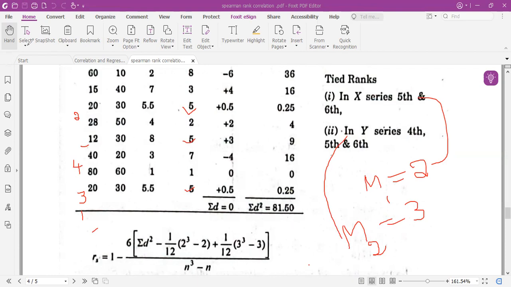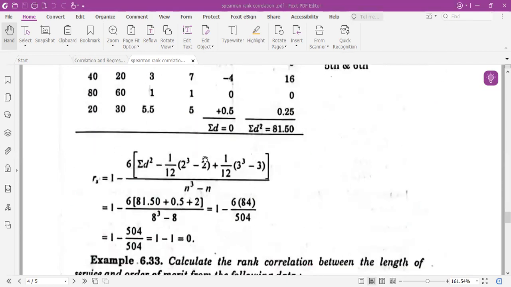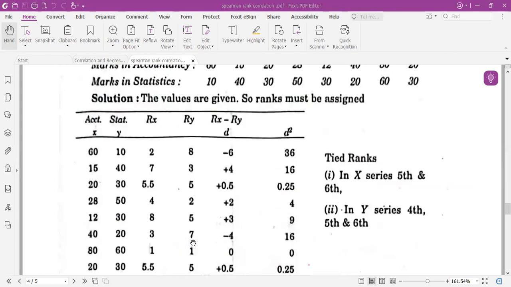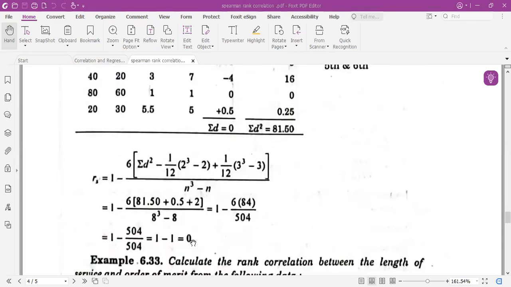Now you have to put this into the formula. When I put this into the formula, you'll be getting 0. So 0 means there is no correlation between X and Y. There is no correlation between the marks taken by students in accountancy and statistics. So this is how you calculate the rank correlation when ranks are repeated.